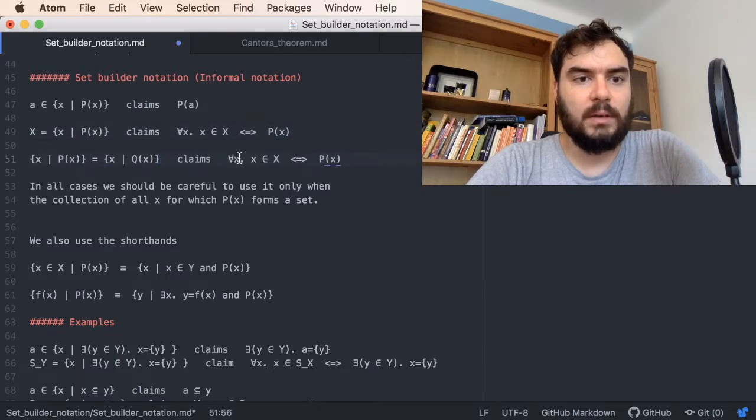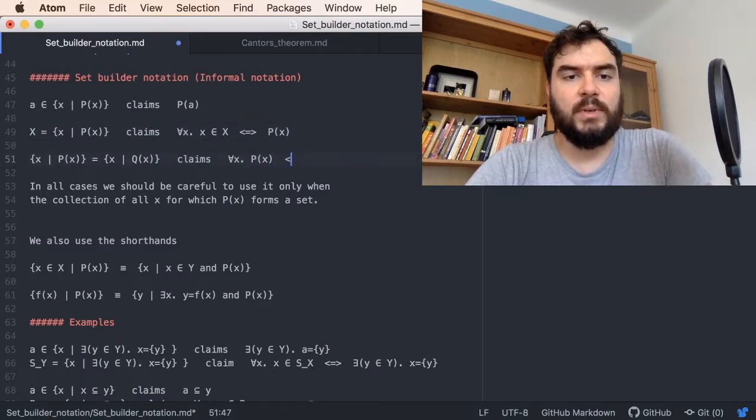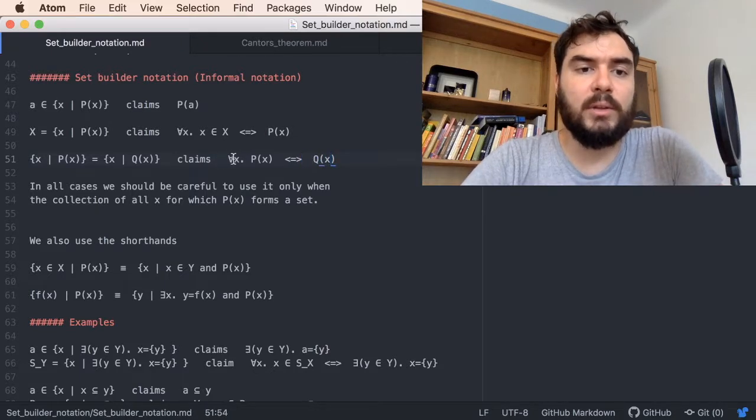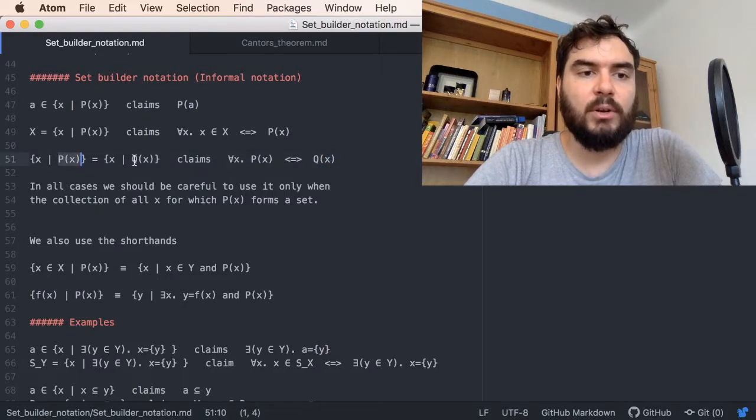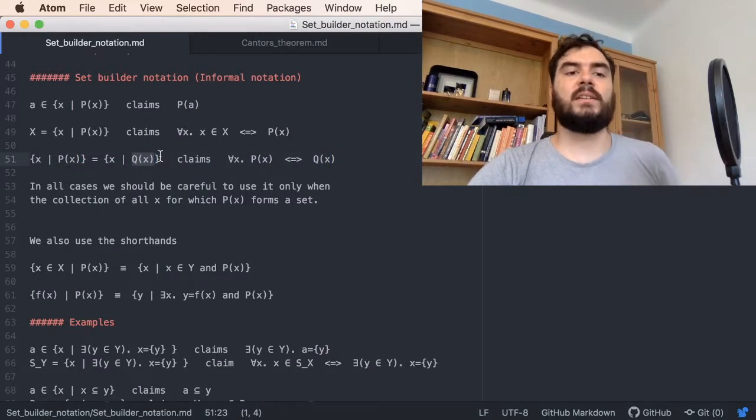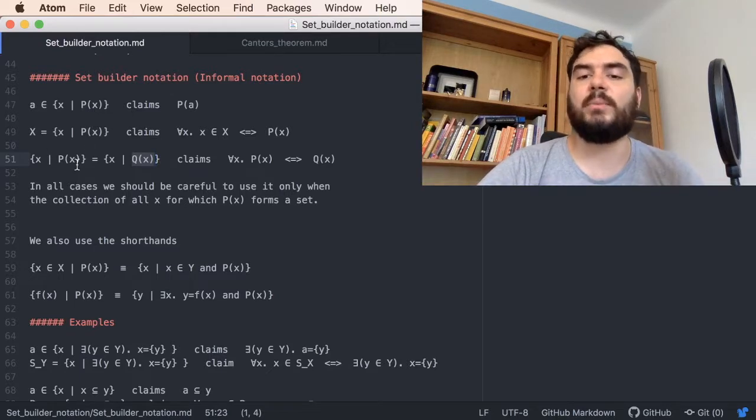Well, easy to see that makes sense to read it like so, right? For all the elements, if they have this property, then they also have this property. I want to emphasize again, this notation on the left hand side is not really part of the theory.